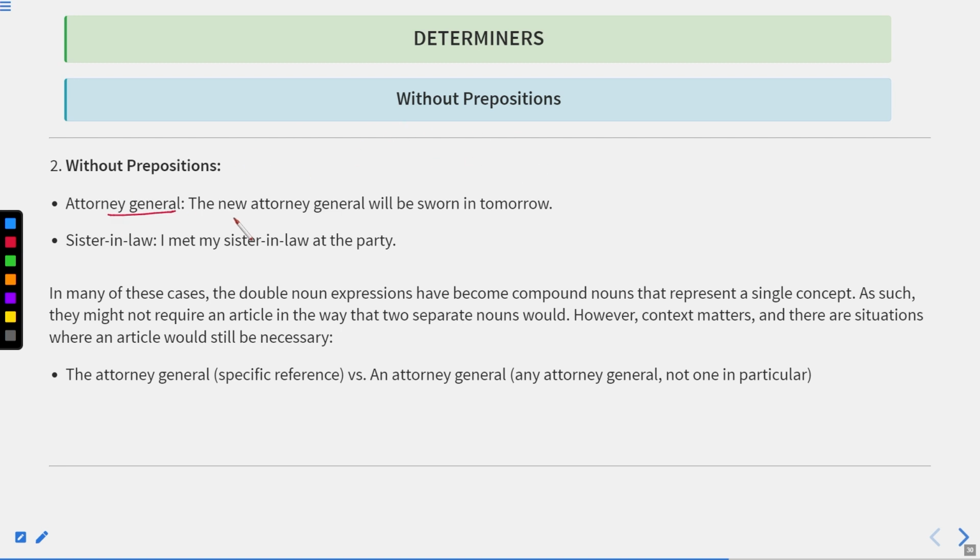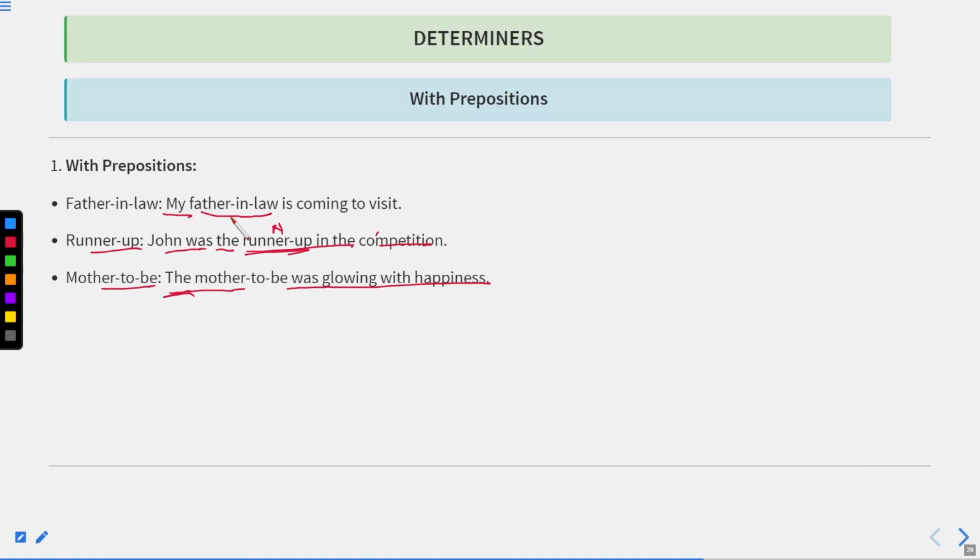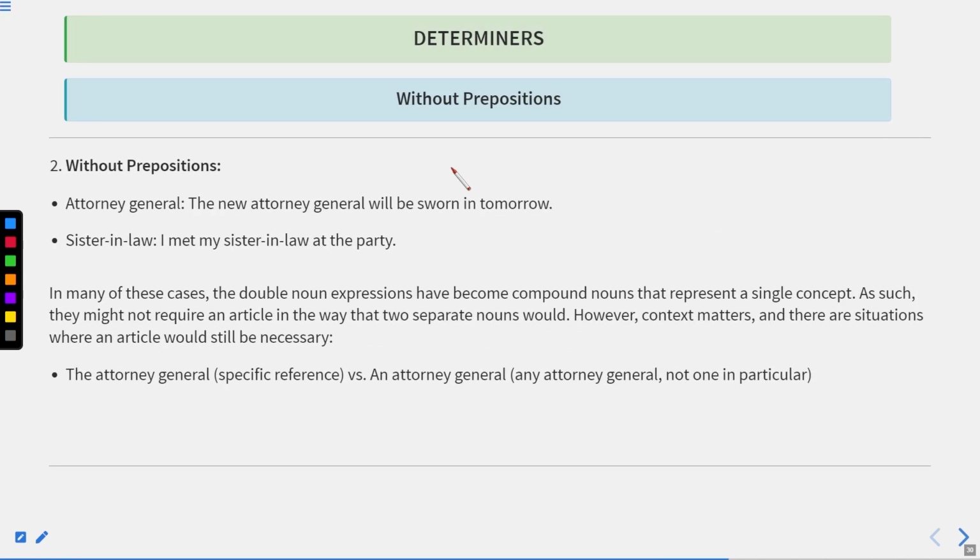Without prepositions, Attorney General. The new Attorney General. Now this is also a compound noun, but here we don't have any preposition. But if you see these words, you can see in as the preposition. Okay, runner-up has a preposition. Mother-to-be has a preposition, not be, but to is the preposition. Whereas in Attorney General, it does not contain any preposition in between. The new Attorney General will be sworn in tomorrow. Sister-in-law, I met my sister-in-law at the party.